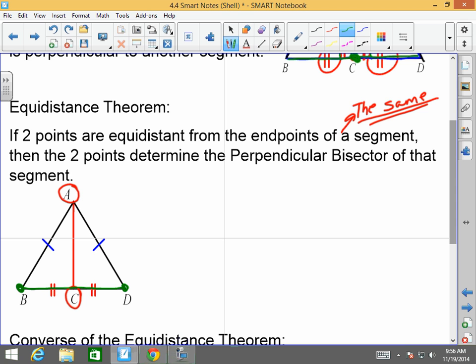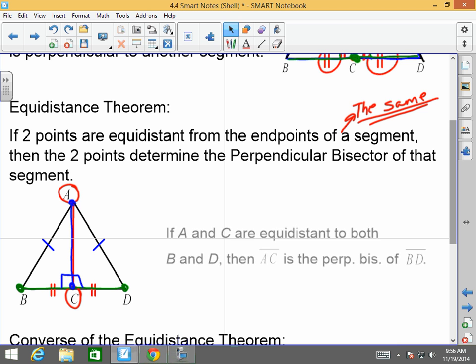So since A is equidistant to B and D, and C is also equidistant to B and D, and B and D lie on the same segment because they are the same segment, then we know that AC will be the perpendicular bisector of BD. So again, if A and C are equidistant to both B and D, 2 points equidistant to the endpoints of the same segment, then AC is the perpendicular bisector of BD.